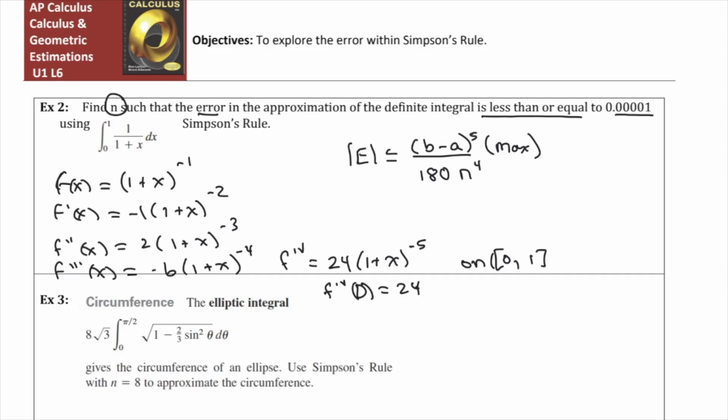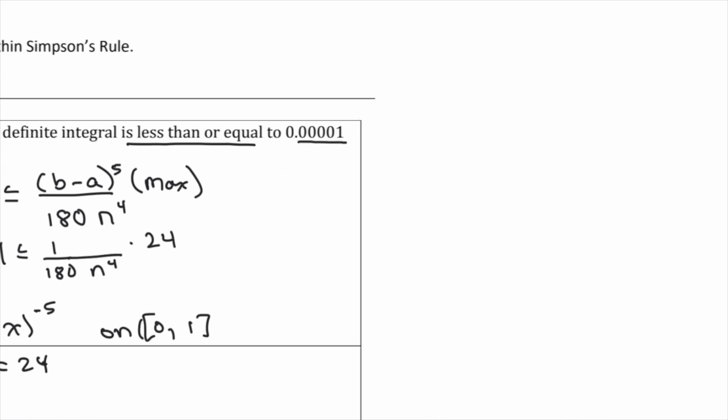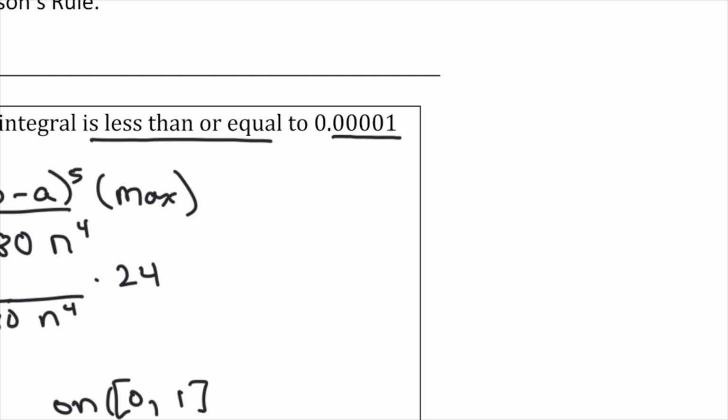All right, so now what do we know? We know that the absolute value of the error is going to be less than or equal to b minus a, which is 1, to the 5th power over 180. I still don't know the n value, so I keep n to the 4th, multiplied by 24. Keep in mind, the goal of the problem is to keep our error smaller than 10 to the negative 5th power. So we know that 24 over 180 n to the 4th has to be less than or equal to 10 to the negative 5th power. Let's solve for n to the 4th.